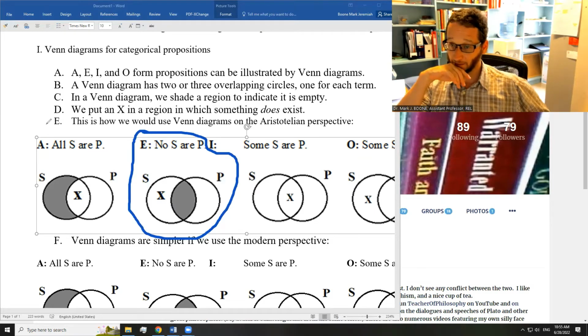Anyway, no S or P means there's going to be nothing in the overlapping region. So you're going to shade that region. And since we're using the Aristotelian perspective, we're assuming some S's exist. You simply put an X in the S only region. So, no guinea pigs are hamsters.